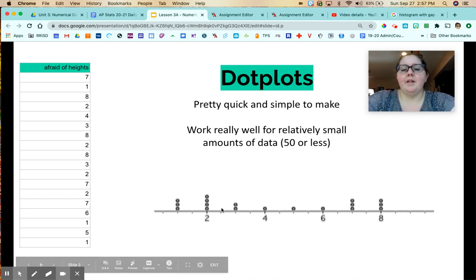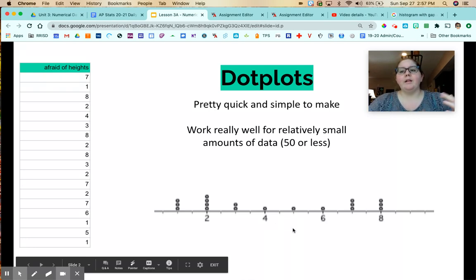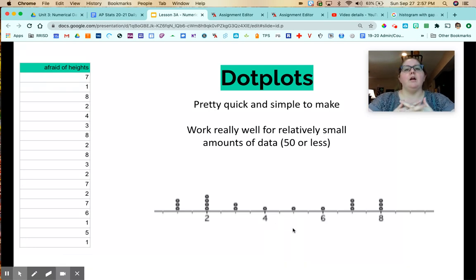So I see that I have a lot in this lower 1 to 3 range, and then I get a lot in the 6 to 8 range. There are not as many in between, right? So I get a quick look at my data and what the patterns and trends are with this set of data. So dot plots work really well on a piece of paper if you want a quick representation of data.